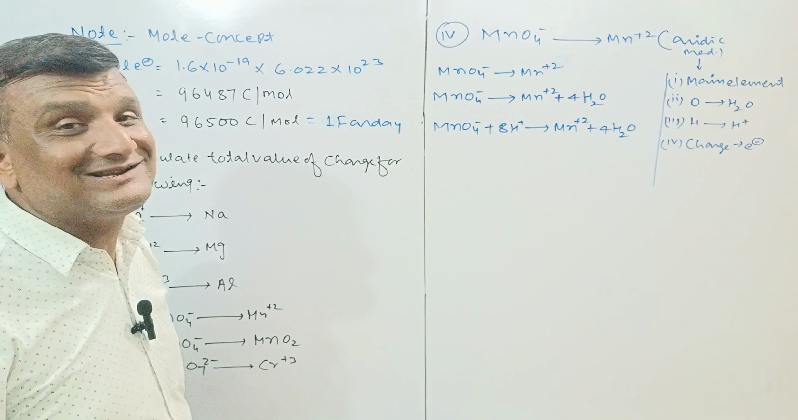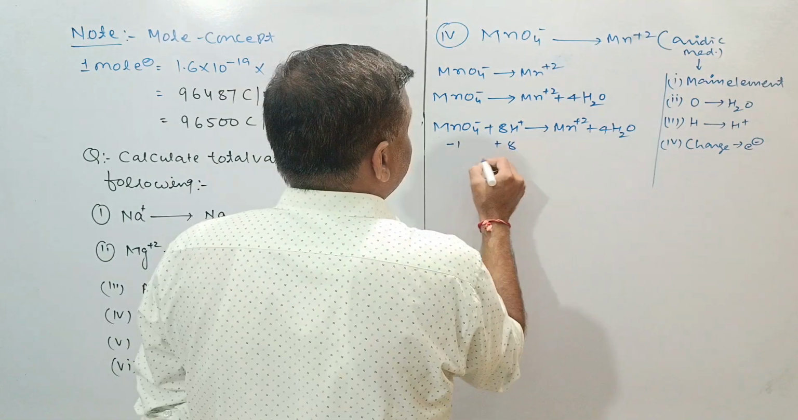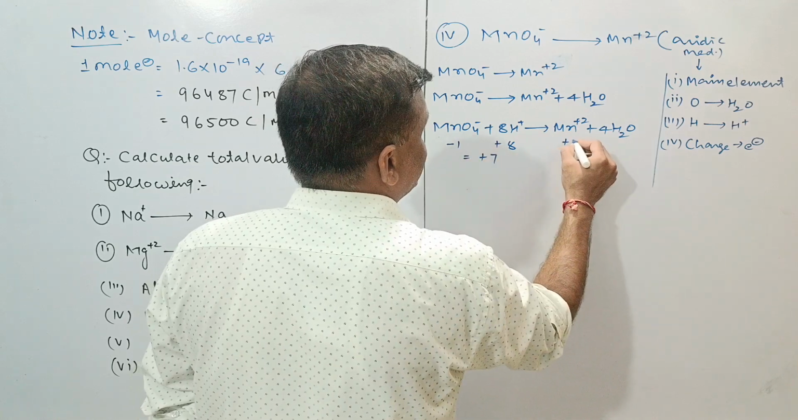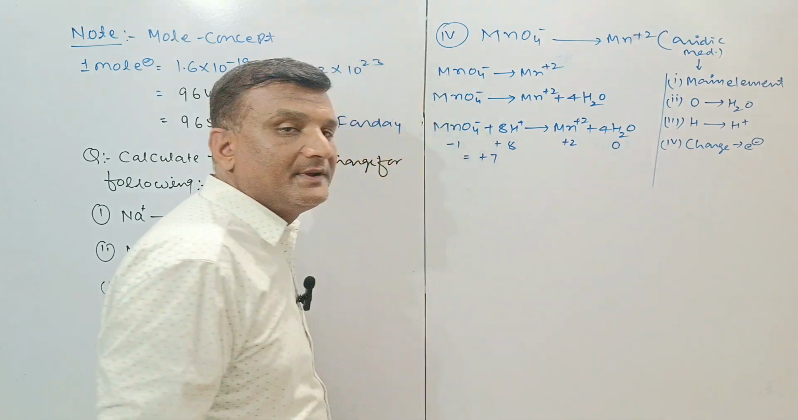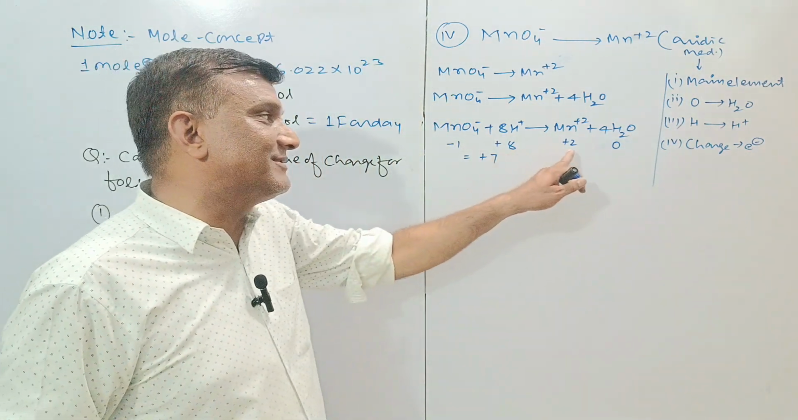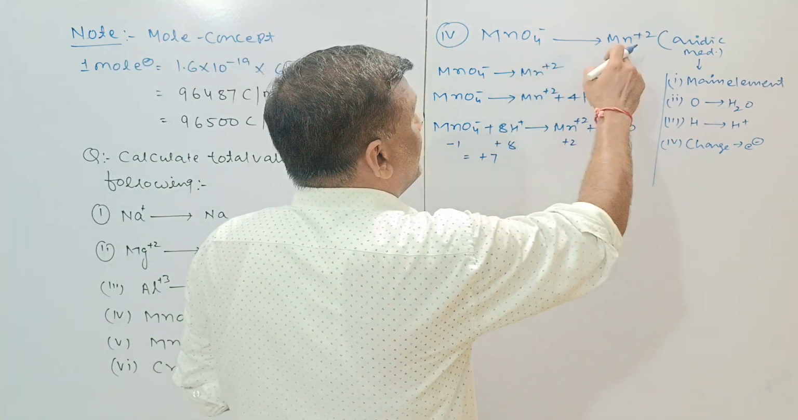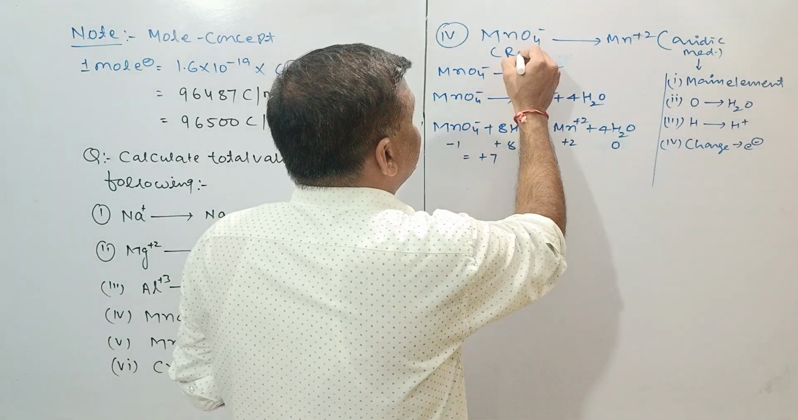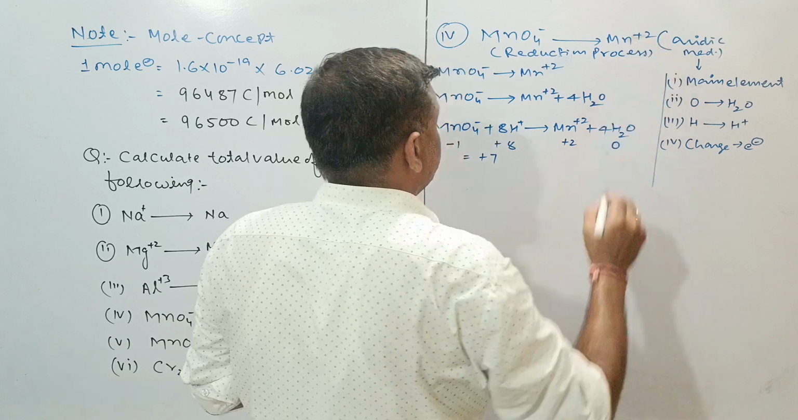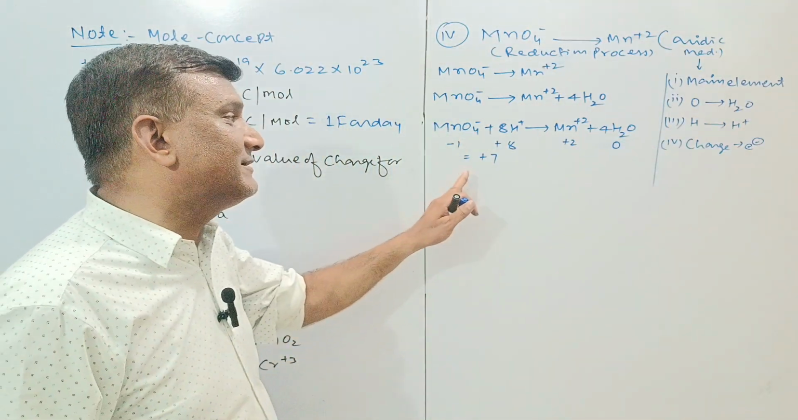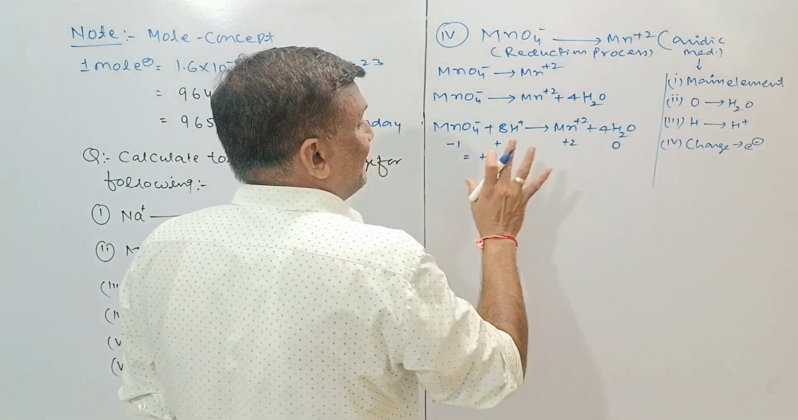Now everything is balanced except the charge. Charge is -1 on the left, here is +8, so the difference is +7, and on the right is +2 only. Water is a molecule, so its charge will be 0. So on the left side it is 7, on the right side it is 2, and this is the reduction reaction because here is the removal of oxygen. So we can say this is the reduction process. For balancing the charge, we use electrons on the left side for the reduction reaction. How many electrons? Here we will require 5 electrons.